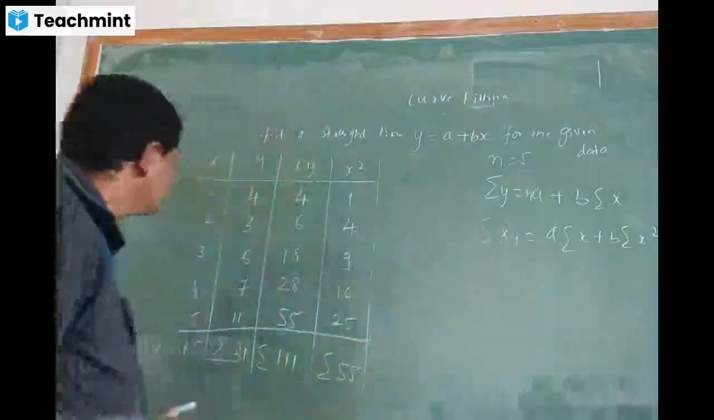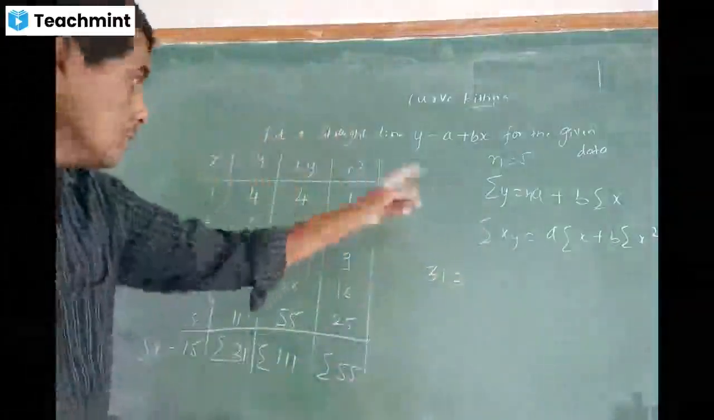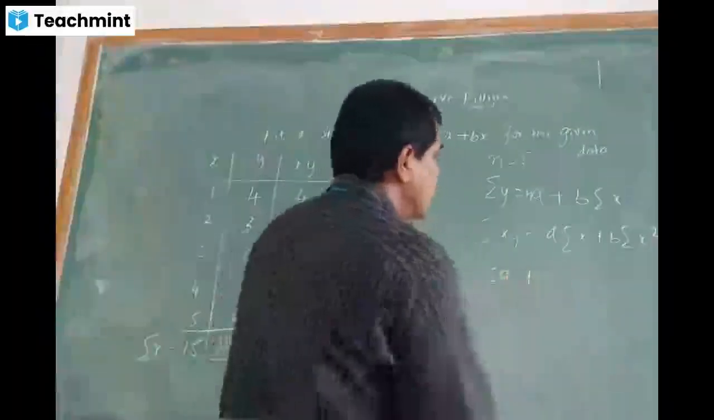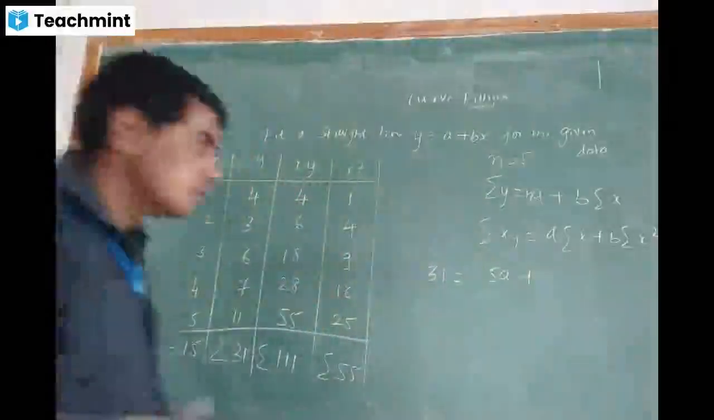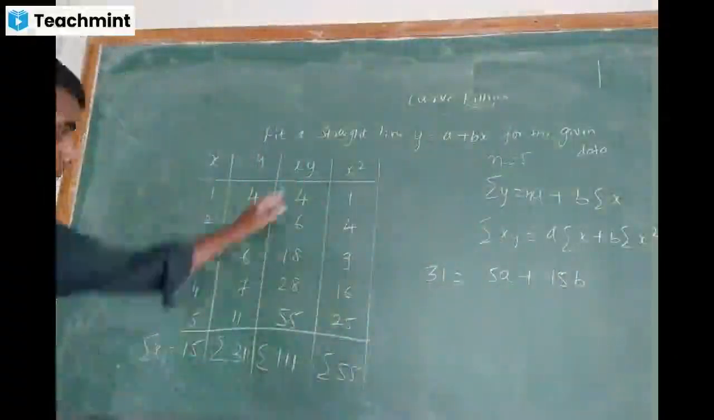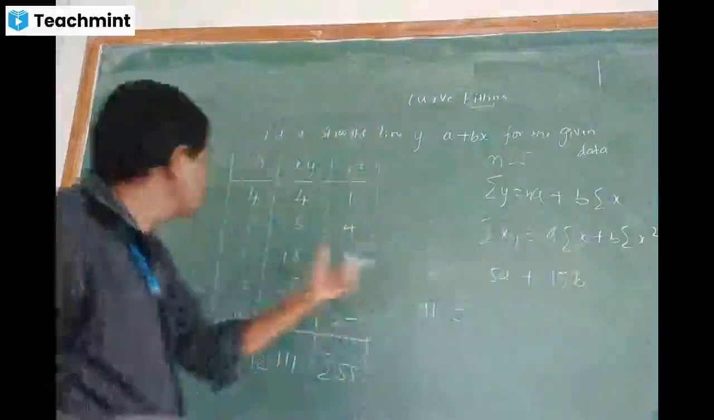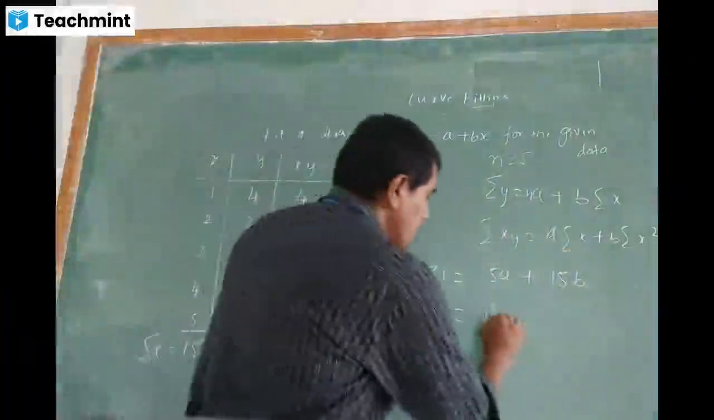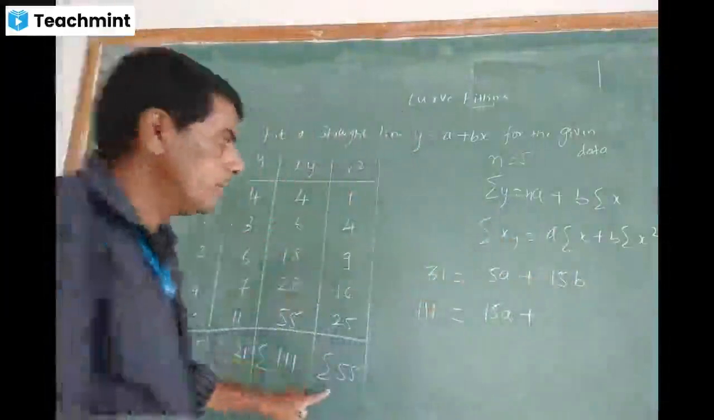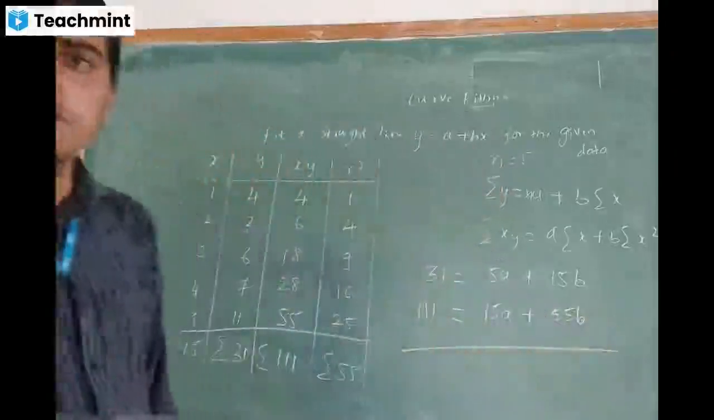So summation y is 31, is equal to n, which is nothing but the number of observations, 5 into A, plus D into summation x. Summation x is 15, so it's 15 D. Next, summation xy is equal to A into summation x. Summation x is 15, plus D into summation x square. Summation xy is 55 into D. So what are the values?